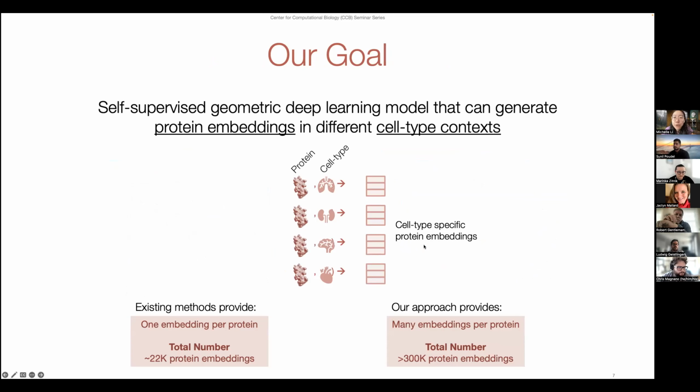So our goal here is to develop a self-supervised geometric deep learning model that can generate protein representations in different cell type contexts. Unlike existing methods, which only generate one embedding per protein, totaling less than 22,000 protein embeddings, our approach generates many embeddings per protein, totaling over 300,000 protein representations. And here we are assuming that one gene encodes one protein, so we're not considering any structural differences of protein isoforms or conformation differences. The context that we care about here is the cell type context.